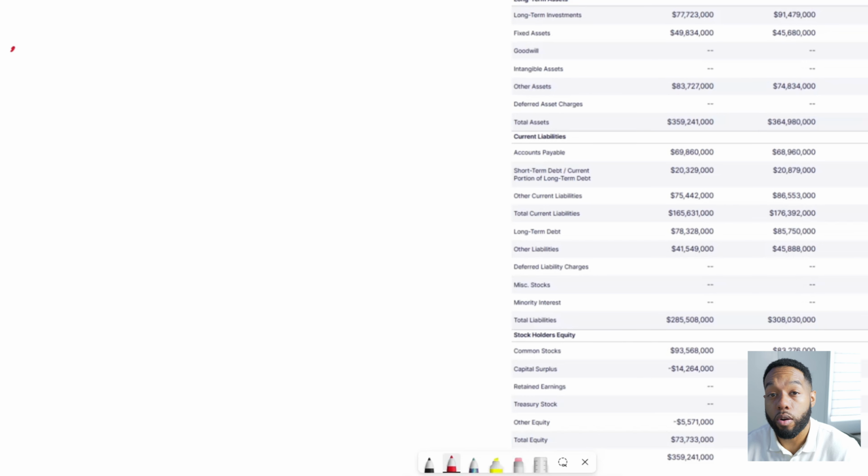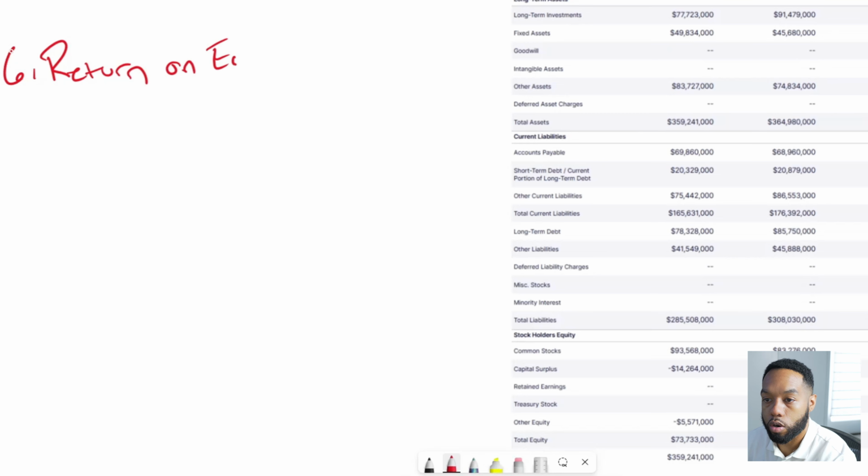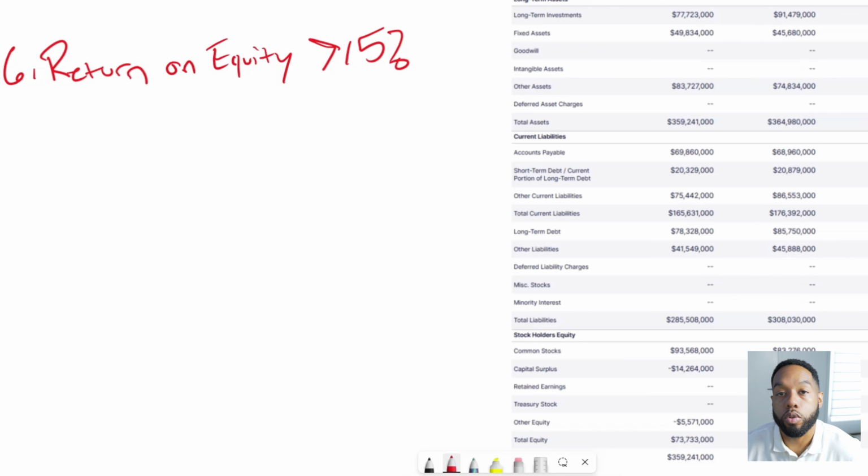Our sixth and final metric is going to be return on equity. And we'll review what this concept of return on equity means. And we want this to be above 15%. Now, what return on equity is going to tell us is what is the actual return on the ownership that we have in the company. I'll break down an easy example so this concept sticks.